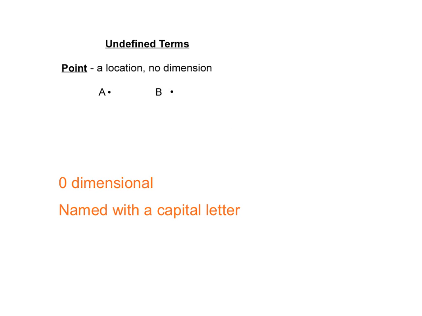Okay, we're going to start with our first term. Our first term is a point. A point is a location in space. It has no dimension. It has no size. There's no length, no width, no height, no depth, no nothing. A point is just a spot. Points are zero-dimensional, and we name them with a capital letter. So this guy right here would be point A, and this guy right here is point B. We name points with one capital letter.